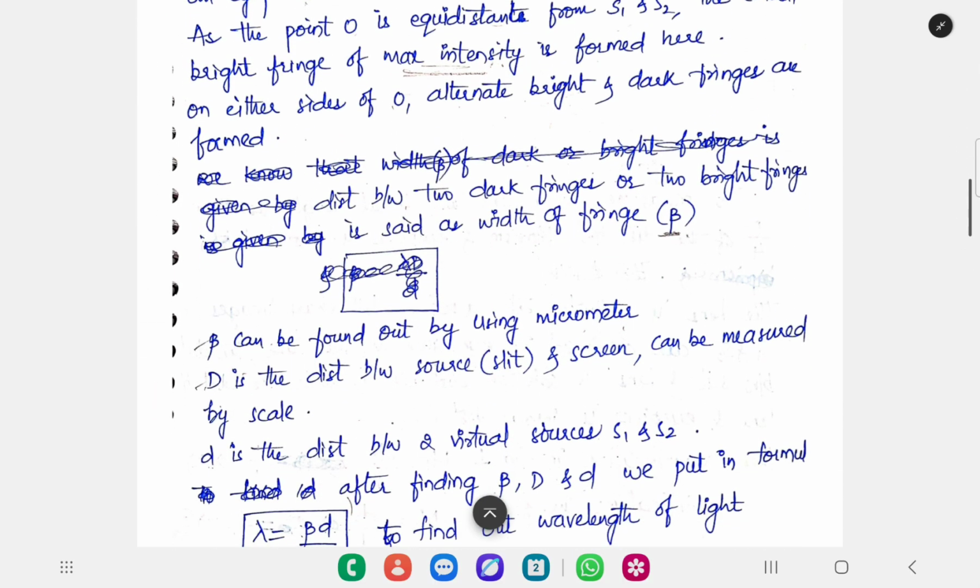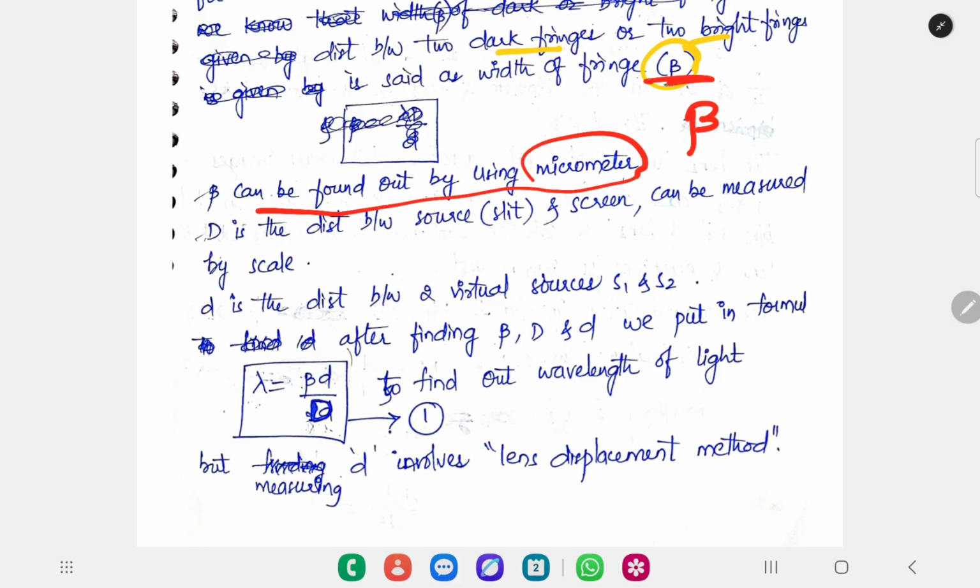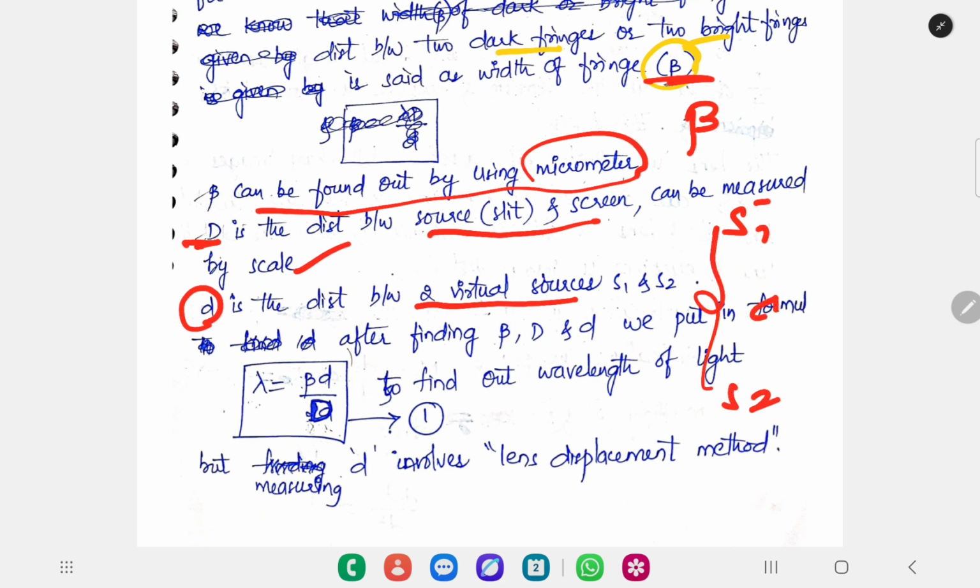The distance between two dark fringes or two bright fringes is beta, the fringe width, which we have already seen. Beta can be found out by using a micrometer. We have to use a micrometer to find the width of the fringes. Capital D, the distance between source and screen, can be measured easily by using a scale. But small d is the distance between the two virtual sources S1 and S2.